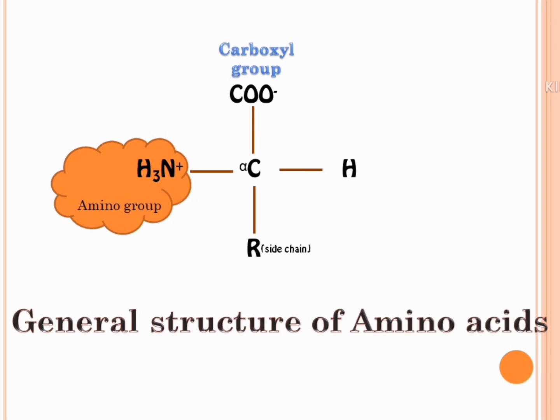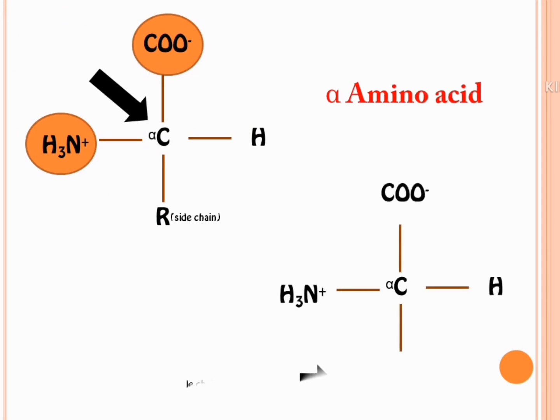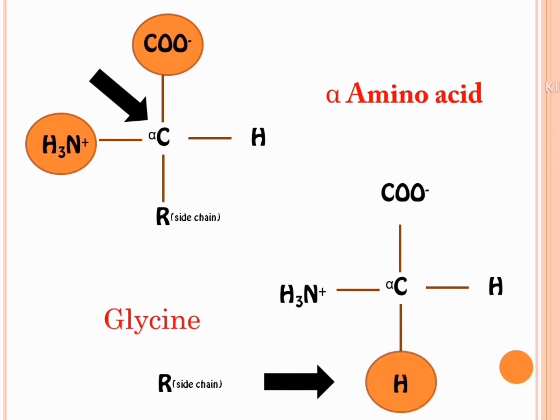The general structure of amino acid is depicted in the slide. This structure is common to all except one of the alpha amino acids, that is proline, which is an exception. The R group or side chain attached to the alpha carbon is different in each amino acid. In the simplest case, the R group is a hydrogen atom and the amino acid is called glycine.